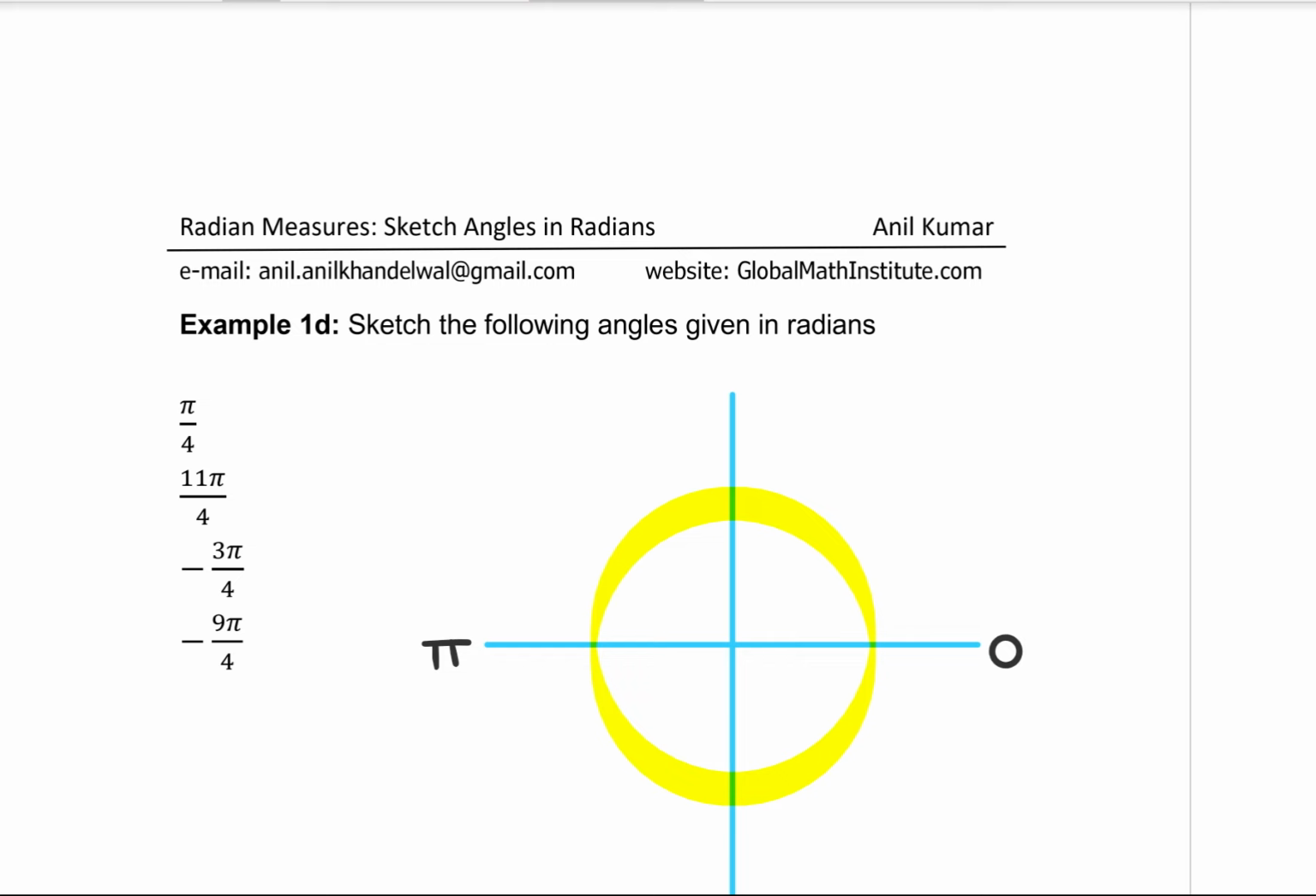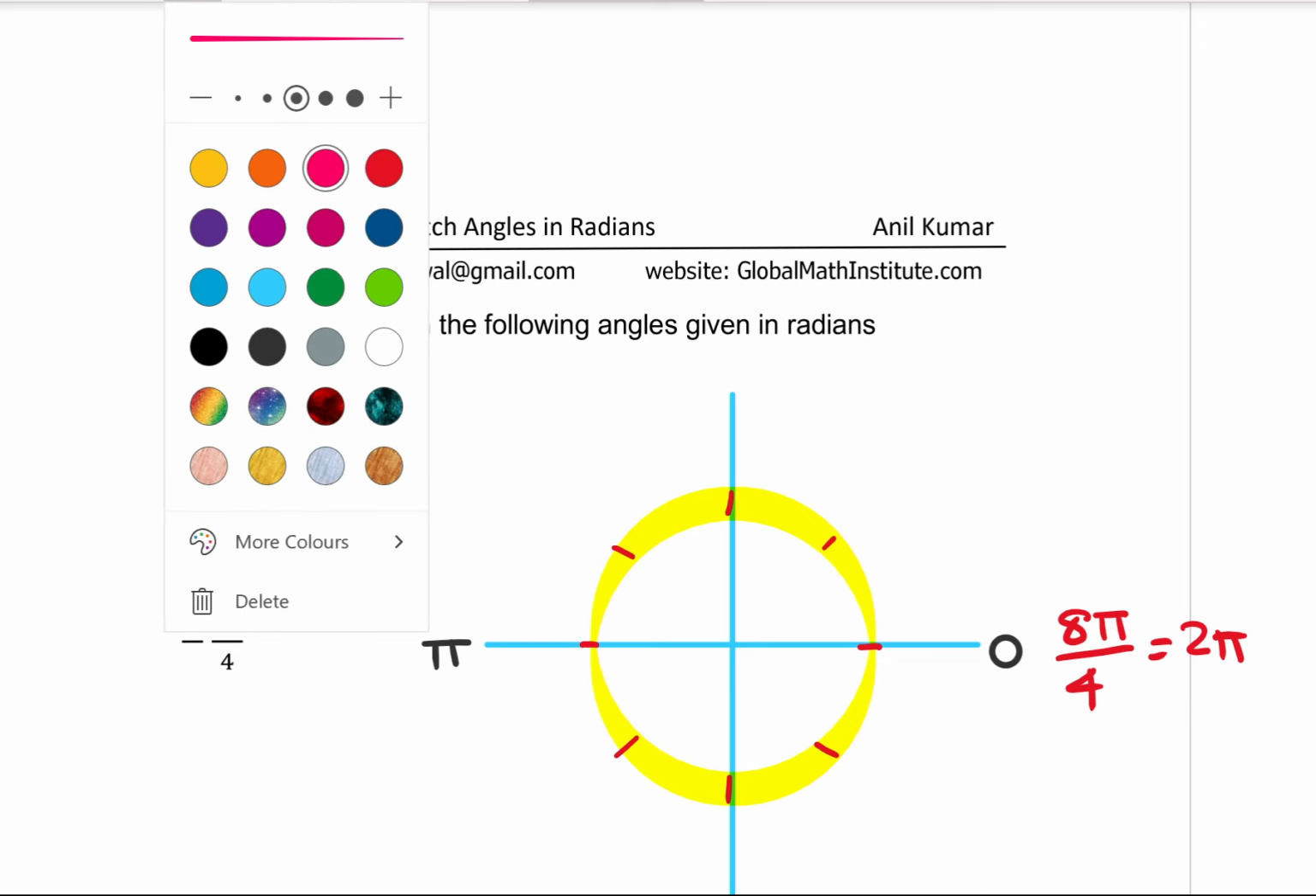So 4 parts means it could be 1, 2, 3, and 4, half of half, right? So that is how you could continue this pattern and divide the whole circle into 8 parts. So once you have 8 pi by 4, you know that is 2 pi, right? This is 2 pi for you. Now let's draw these angles one by one.